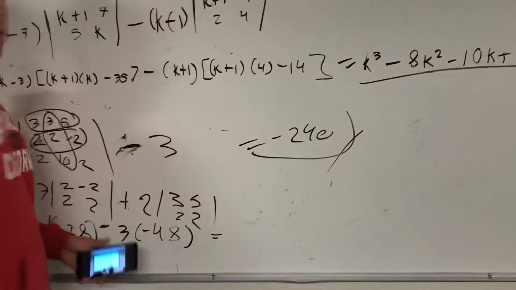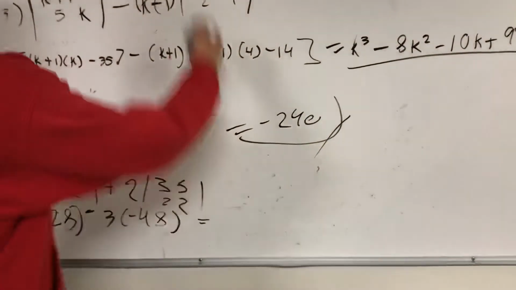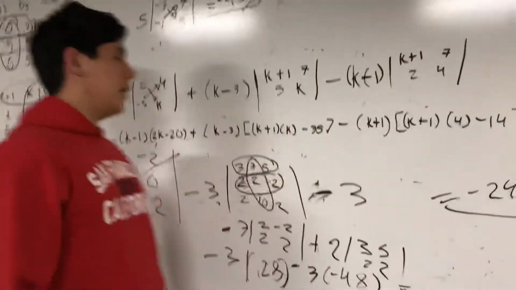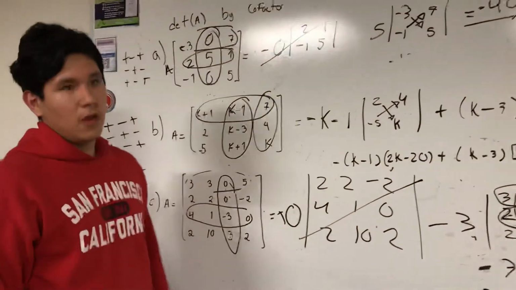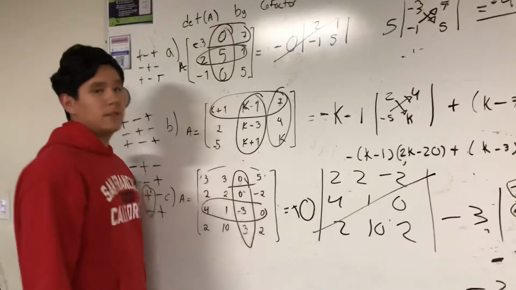So this is the way to find the cofactors for each matrix. It doesn't matter the order we put it. You just put your easiest way to do it. So that's all for today.